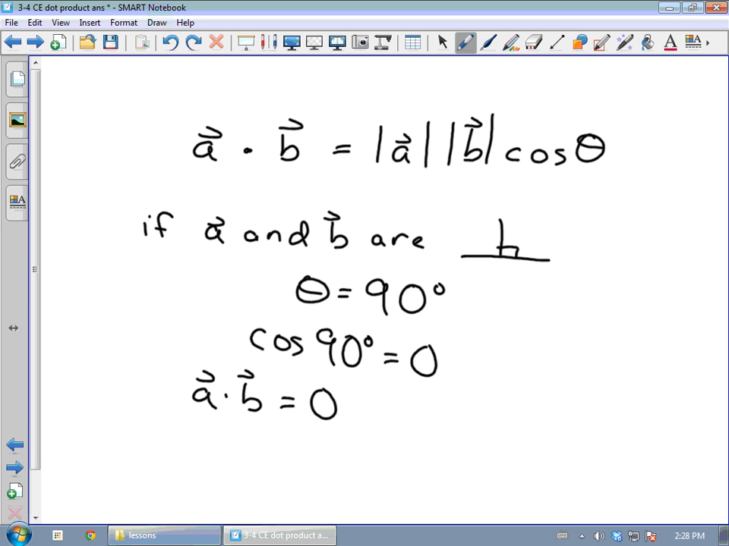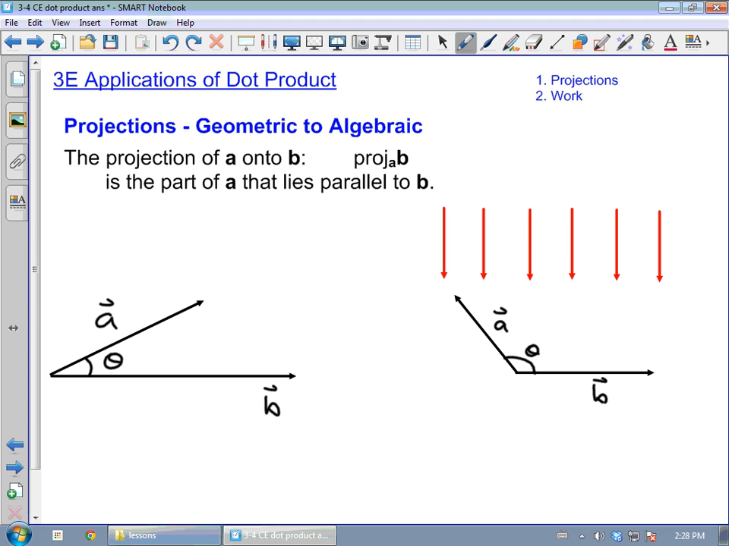Okay. So let's move on to these applications here. There are only two applications that we have to look at. The first one is projections, and the second one is the concept of work. Now, projections are very closely related to the definition of the dot product. So on this page, we'll start by taking a look at what projections are in terms of geometric vectors, and work our way down towards the formula that you need to know to do the projections of algebraic vectors.